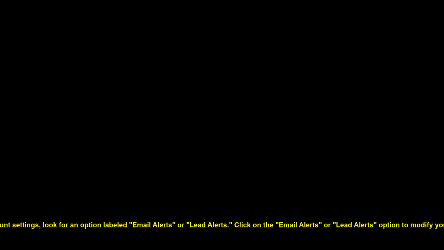In the account settings, look for an option labeled Email Alerts or Lead Alerts. Click on the Email Alerts or Lead Alerts option to modify. You will see a list of different alert options. Find the specific alert related to real estate leads. Uncheck the box next to the Real Estate Lead Alert option.